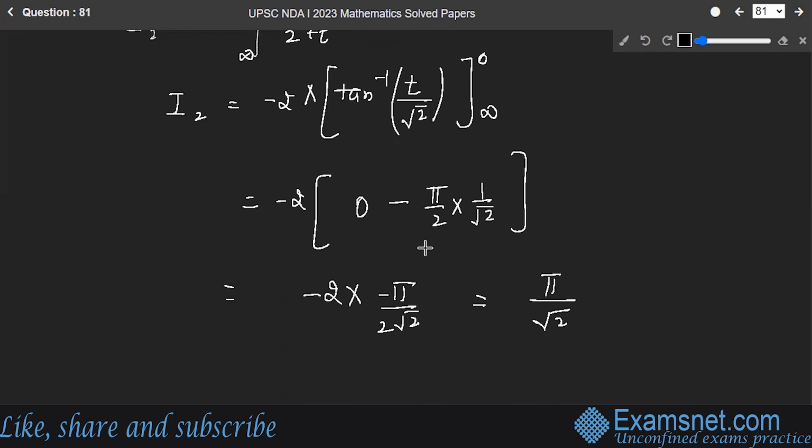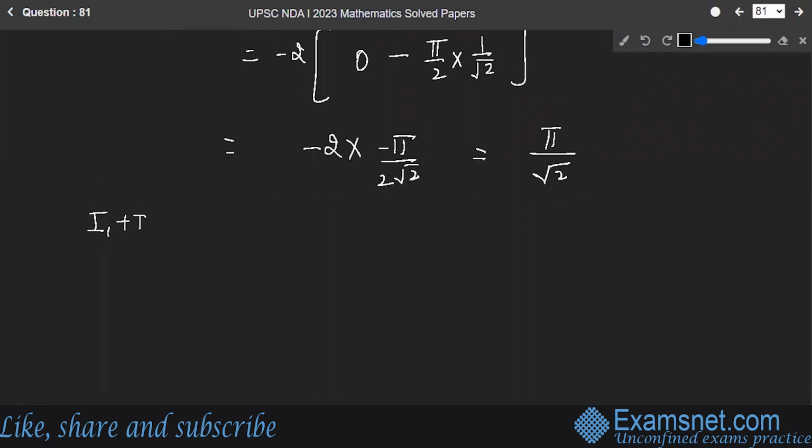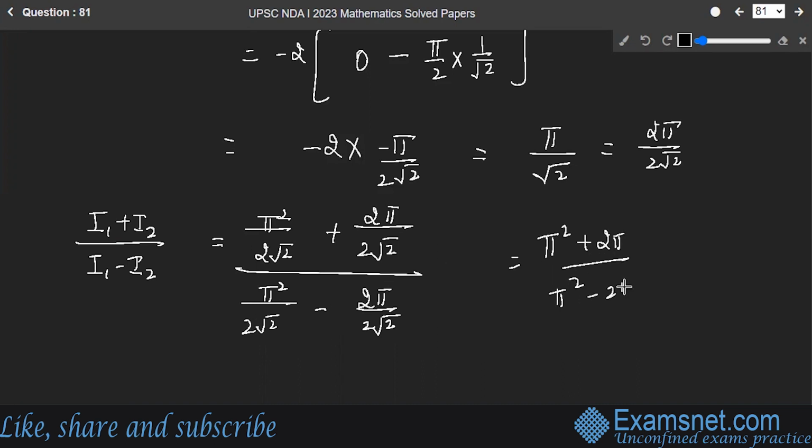Okay, now further, we had the value for I1, we had the value for I2. We had to find out I1 plus I2 upon I1 minus I2. This is equal to pi square upon 2 root 2 plus 2 pi upon 2 root 2, upon pi square upon 2 root 2 minus 2 pi upon 2 root 2, which will give you pi square plus 2 pi upon pi squared minus 2 pi.